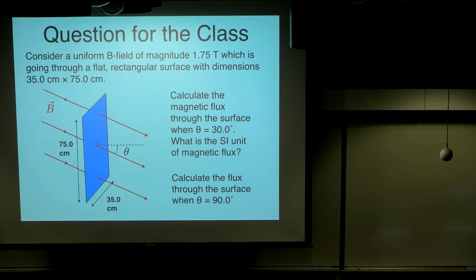So the nice thing about this one is the B field is uniform, so you can just pull that out of the integral pretty much right away.